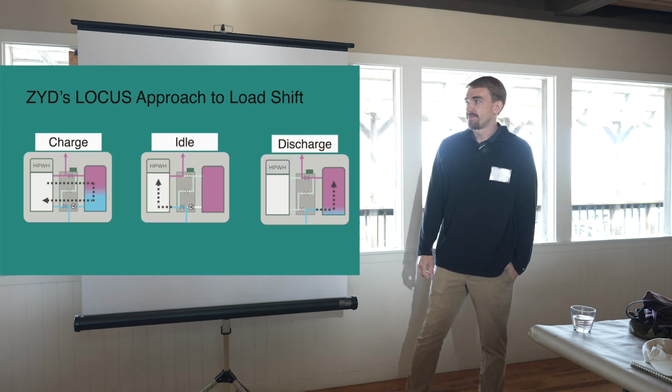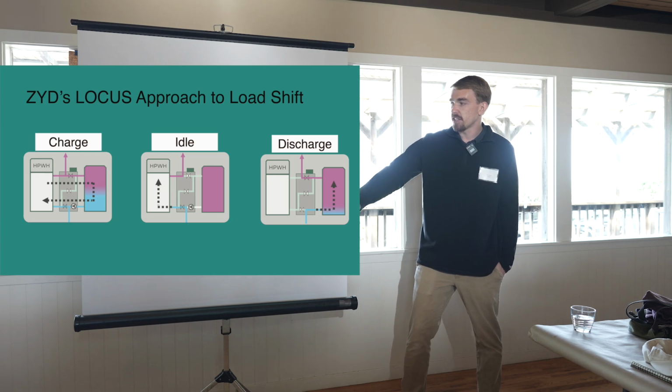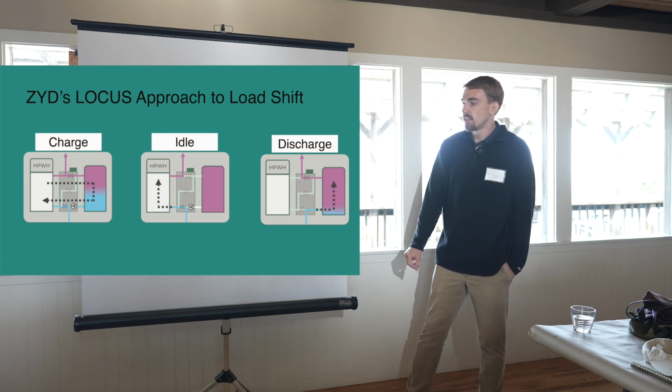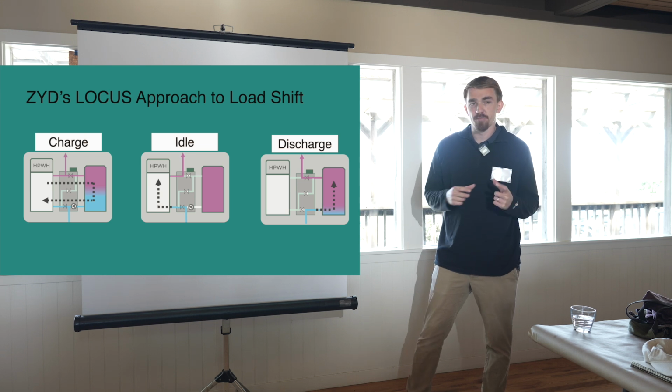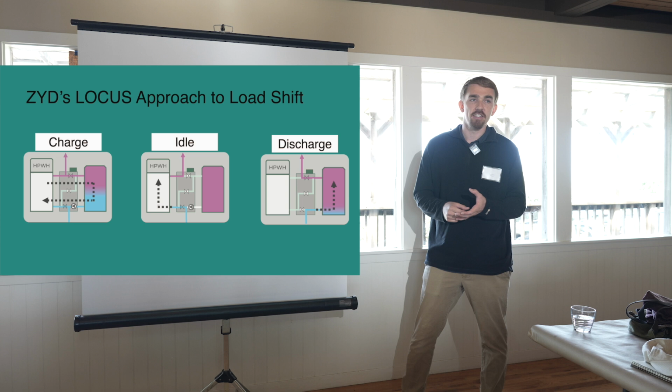Next slide, please. So here's a look at the simplest version of the locus controller. These are the guts inside the controller where we have modulating valves and a circulation pump to be able to charge that additional storage.